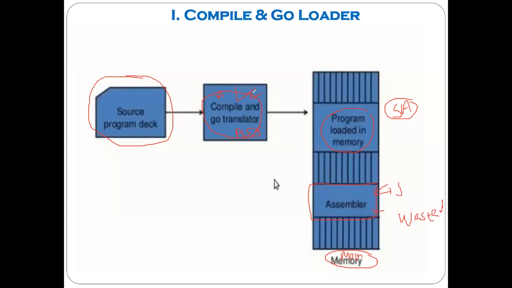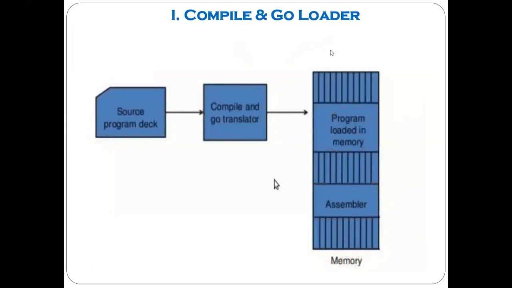Here it is just shown for understanding purposes, that the source program is translated by the assembler or the assemble and go translator, and that program is loaded in the memory. So this loading function is done by the assembler itself. As you can see, the assembler is part of the main memory. If the assembler is part of the main memory instead of secondary memory, a lot of memory gets wasted. As you know, we have limited main memory as compared with the secondary memory.